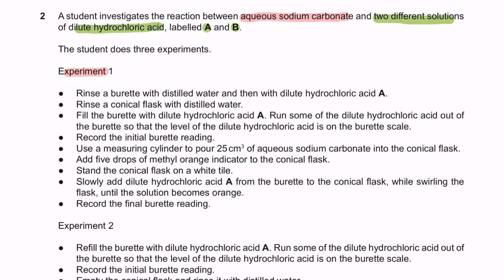Experiment 1. Rinse a burette with distilled water and then with hydrochloric acid A. Then rinse a conical flask with distilled water. Fill the burette with dilute hydrochloric acid A. And then you're going to run some of the hydrochloric acid out of the burette so that the level of the dilute hydrochloric acid is on the burette scale. And then we're going to record the initial burette reading.